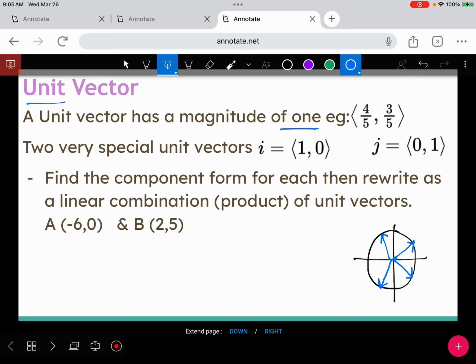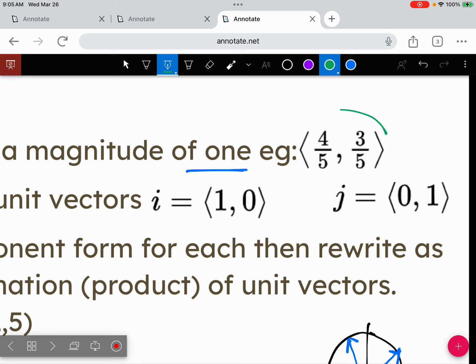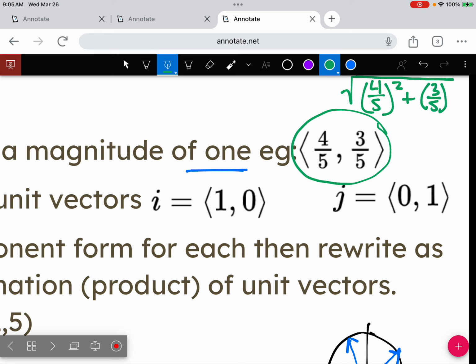So if we went and found the magnitude of the vector 4/5 and 3/5, that's when we do that distance formula thing. So if we were to find the magnitude of this vector, we'd do the square root of 4/5 squared plus 3/5 squared, and we'd get our magnitude of 1. Okay, so our magnitude is 1. That's the distance it's covering.